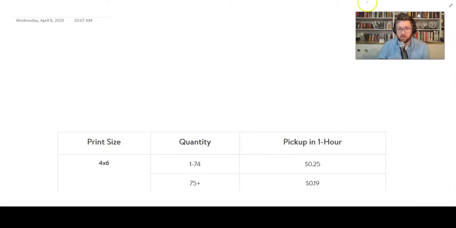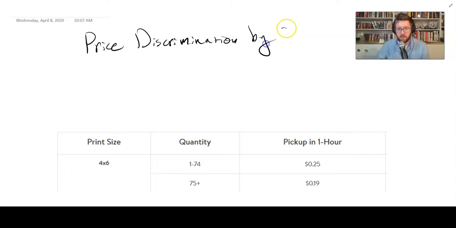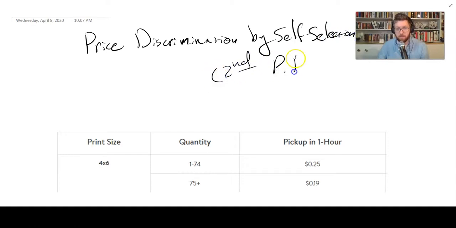So wrong unit, here we are. All right, so this is called price discrimination by self-selection. And it's also known as second-degree price discrimination.